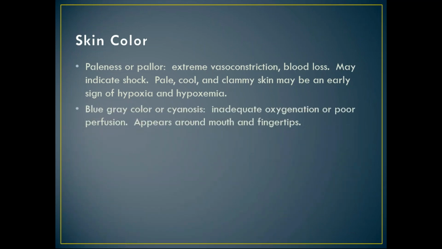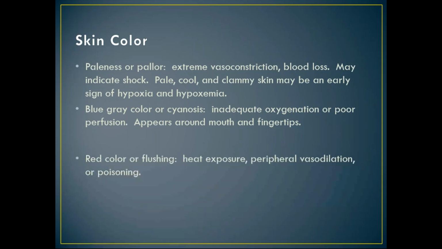Next, we come across our patient and they have blue-gray color or cyanosis. This is an indication of inadequate oxygenation or poor perfusion. Usually this is going to appear around the mouth and the fingertips, because that is where our smallest blood vessels are, and that loss of oxygen is going to show with that cyanosis color. Again, if we see cyanosis on our patients, this should be an automatic indication that this patient needs some type of airway treatment and also some type of oxygenation treatment.